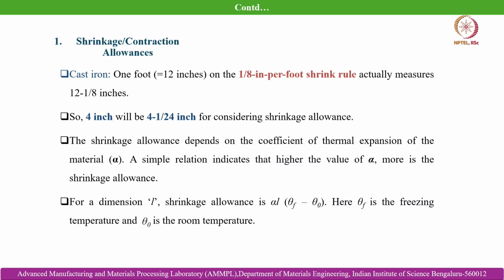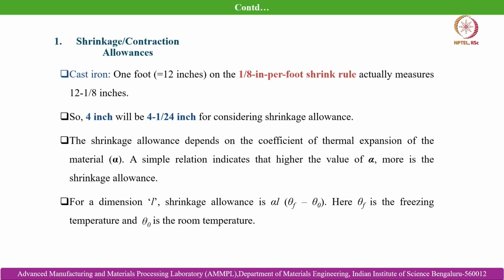So, these are some other details, like for cast iron how we basically calculate the shrinkage. Shrinkage allowance depends on the coefficient of thermal expansion of the material. So, a simple relation indicates that the higher the value of alpha, that means the coefficient of thermal expansion, the more is the shrinkage allowance. Okay. Because that means if the value of alpha is more, there is more chance of contraction of the component upon solidification. So, that contraction needs to be accommodated by providing appropriate shrinkage allowances to the pattern.